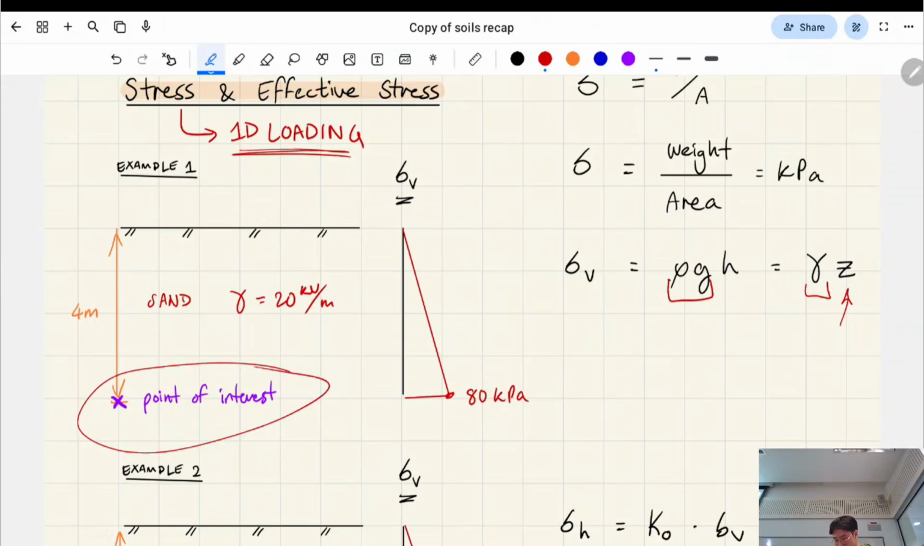And so to a certain point of interest, on the left here, say we care about some point 4 meters below the ground. There's 4 meters of soil stacked on top of it, essentially. And this is for a soil that's all the same unit weight, so that's 20 kilonewtons per meter cubed in this example.